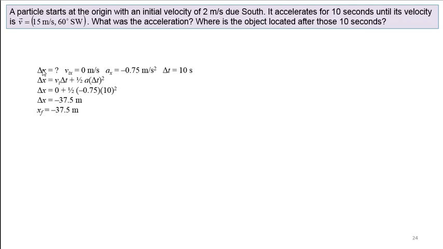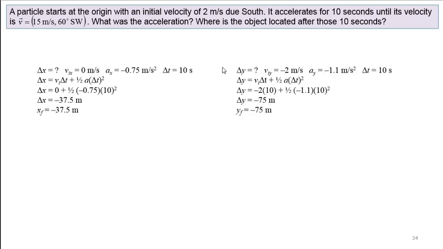So I can choose an equation that involves these 4 variables. I'll choose that second equation. I plug in the values that I know. And I find that delta x is equal to negative 37.5 meters. That was my displacement. That's how my position changed. I want to know where's my actual final position, so I need to know where's my initial position. Well, I'm starting at the origin, so this displacement is also the same as my final position.